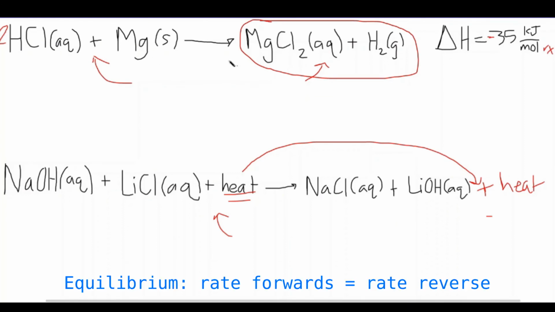Now, when the rate of the forward reaction is the same as the rate of the reverse reaction, or the products changing back into reactants, we are at a state of balance, or equilibrium. And when the system is at equilibrium, we know that the reverse reaction and the forward reaction are happening simultaneously. It's just that we are not able to see this because it's only a chemical change, not a visual change.